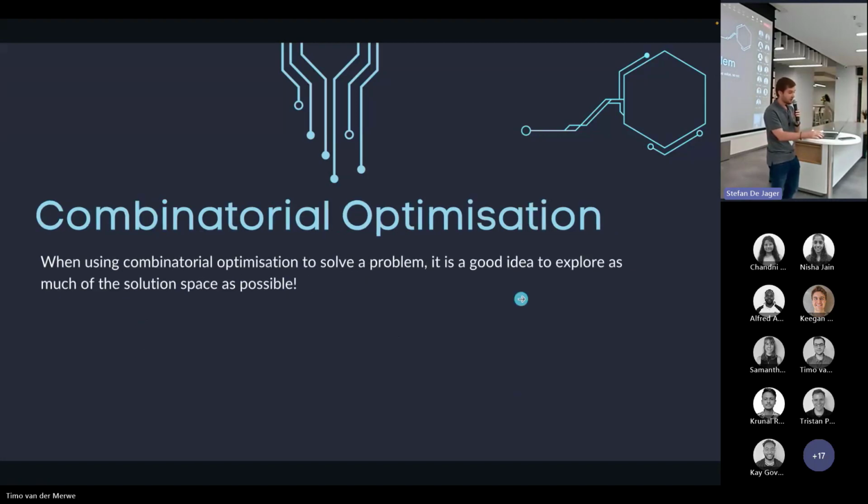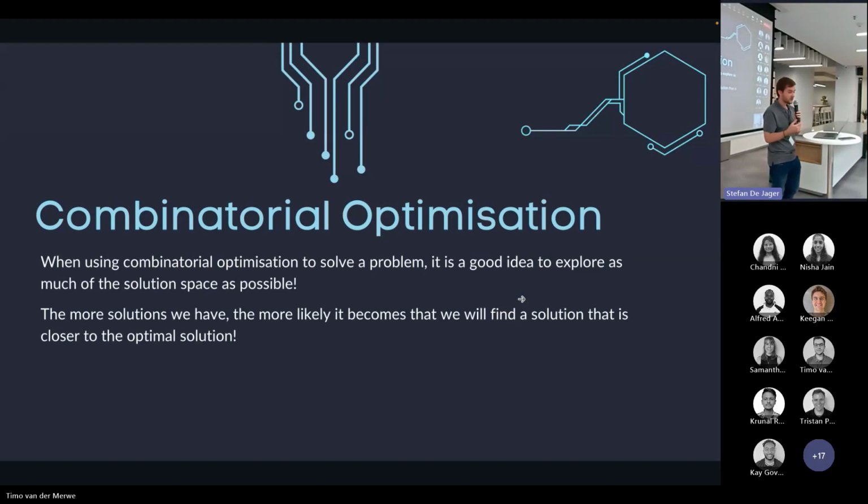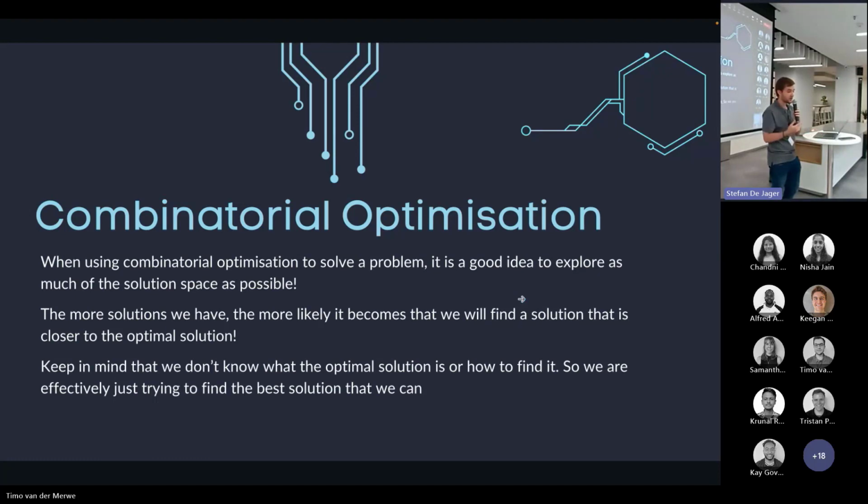When you're using combinatorial optimization to solve a problem, it's a good idea to explore as much of the solution space as possible. The more solutions that you have, the more likely it becomes that you're going to find a solution that's closer to the optimal solution. Keep in mind that we don't know what the optimal solution for this type of problem is. So we're effectively just trying to find the best solution that we can.